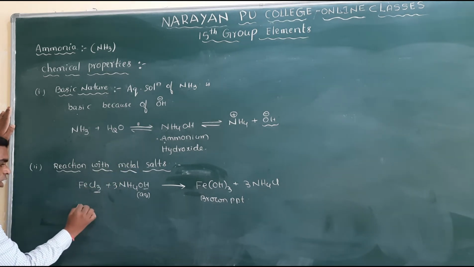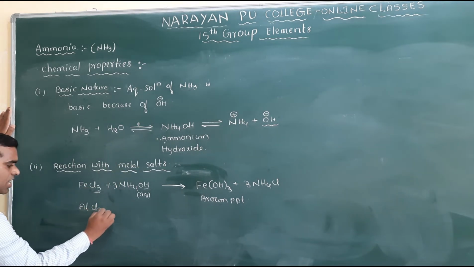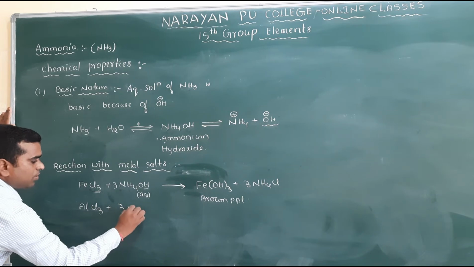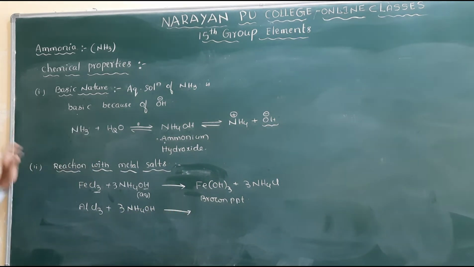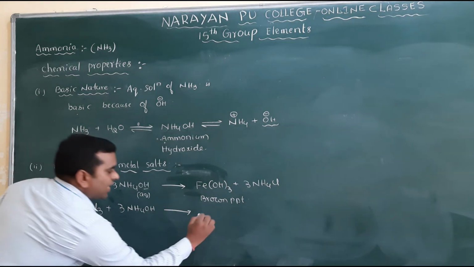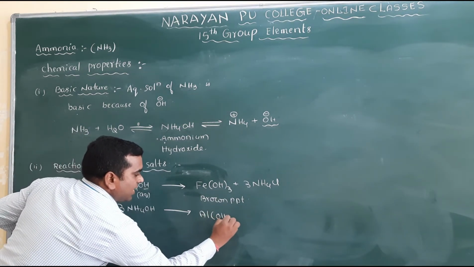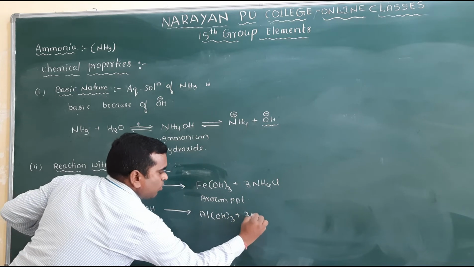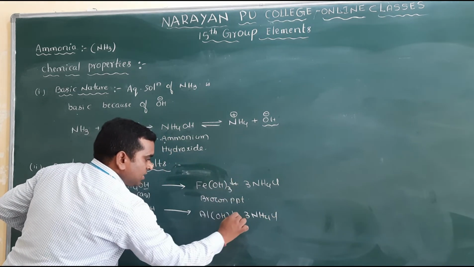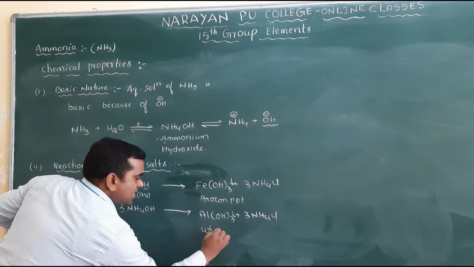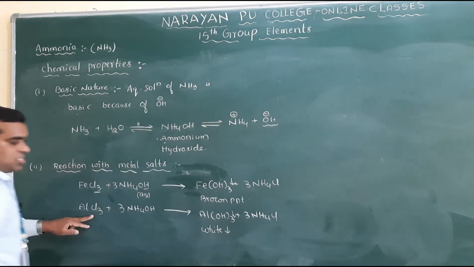Take aluminum also, AlCl3, same reaction. 3 moles of ammonia water, or aqueous ammonia. Then what will you get? Al(OH)3 plus 3 moles of ammonium chloride. These are all precipitates: the iron one is a brown precipitate, and this one is a white gelatinous precipitate.